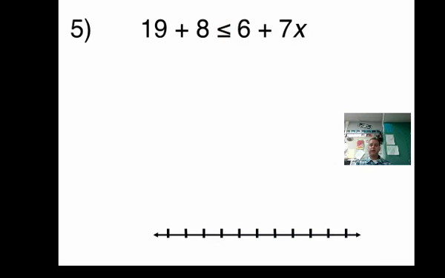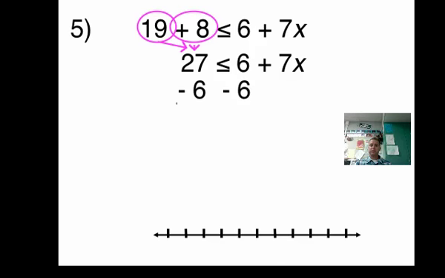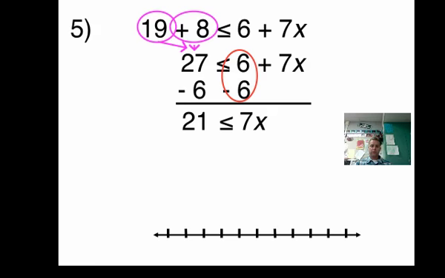Number 5. No step 1, step 2. Actually, we do have a step 2 here. We got like terms. So I'm going to go 19 plus 8 is 27. No step 3, step 4. That's a positive 6. So we'll subtract 6 from both sides. That'll zero out. 27 minus 6 is 21. So we get 21 is less than or equal to 7x. Step 5. Divide by 7. Get our big fat 1. 3 is less than or equal to x.